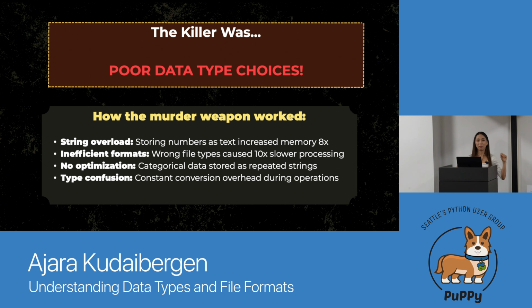It was the beginning of the cause. And everything you just told and everything you just identified, we're just going to talk about it because they were the consequences of the poor data type choice and the poor file format choice. As you said, there was like string overload. Someone said that because the numbers were saved as text, the memory increased. Someone here also mentioned that the wrong files slowed the process.